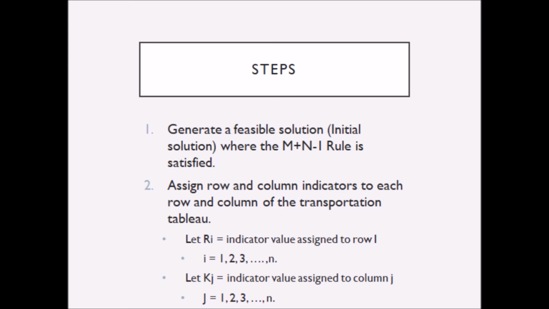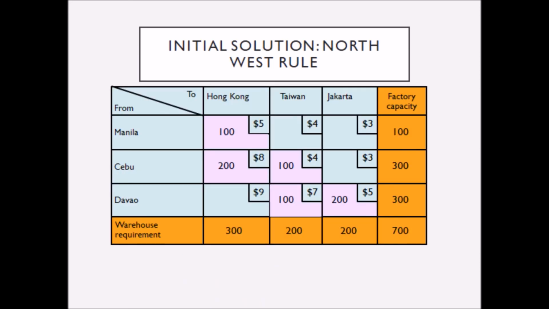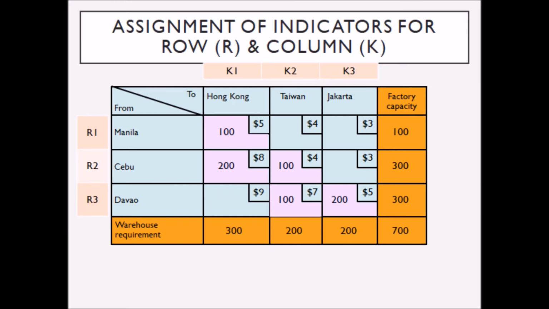As an example, let me show you the initial solution that we did a while ago for the northwest corner rule. The first step is to assign row and column indicators to each row and column. So here is how it looks. For Manila, we have R sub 1, Cebu R sub 2, Davao R sub 3. While for Hong Kong, we have K sub 1, Taiwan K sub 2, and Jakarta K sub 3.